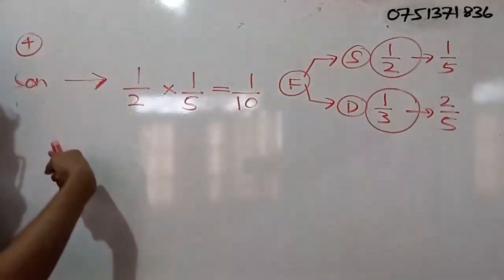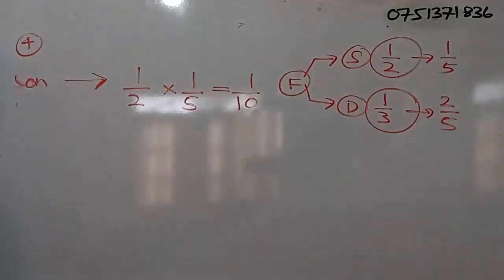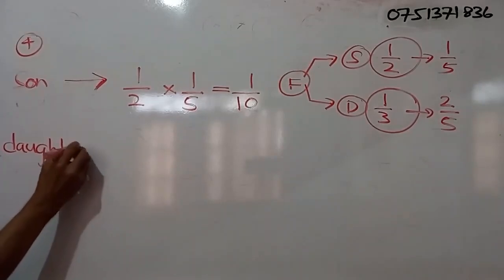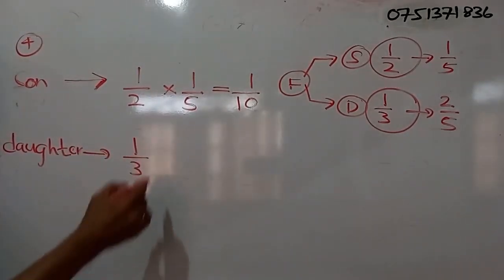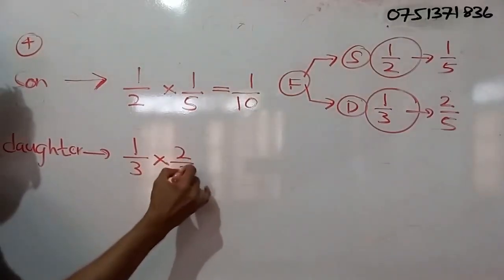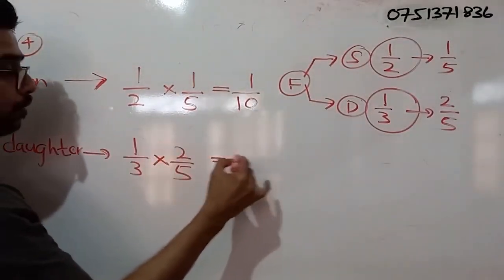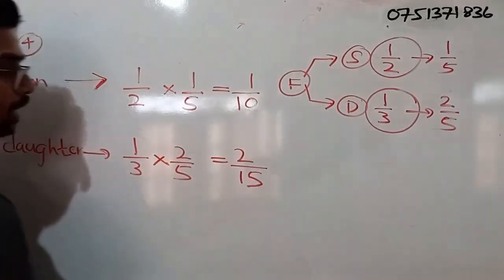So we have to do the same thing, same process regarding the daughter. Now the daughter, right? So she received 1/3 of the property. From that, she gave 2/5. So numerator into numerator, we know that is 2. Denominator into denominator, we know that is 15.